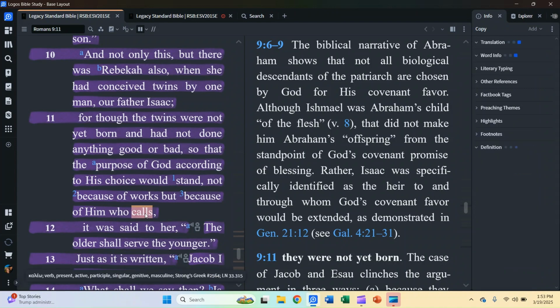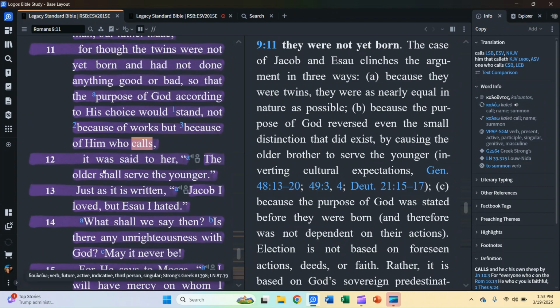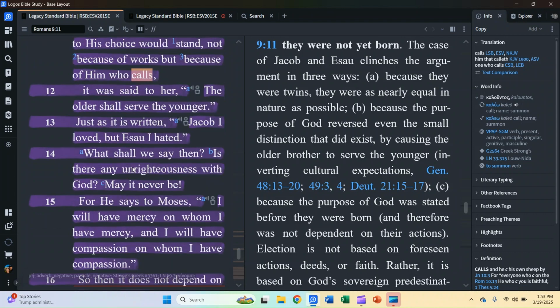This word here is going to go right back to that same word. It's a summons. It's an authoritative summons, a demand for the presence of. It was said to her, the older shall serve the younger, not might, not maybe, shall serve the younger. Just as it is written, Jacob I loved, but Esau I hated, before Esau was ever born or did anything good or bad. What shall we say then? Is there unrighteousness with God?